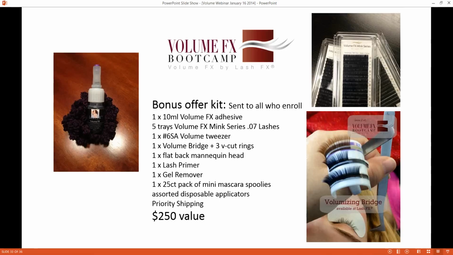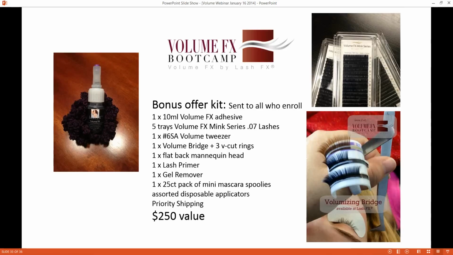You're going to receive 5 trays of Volume FX Mink Series 0.07 lashes. They'll be individual size trays, so you'll receive a series of sizes, 5 of them. You'll receive a number 6 SA volume tweezer, pictured in the lower right-hand image here, in that picture where I'm at work. And you'll receive a flat back mannequin head. Kind of will take you back to the early days when you were in school.